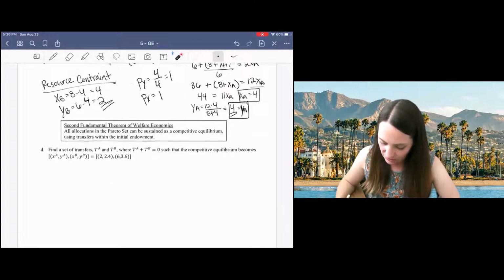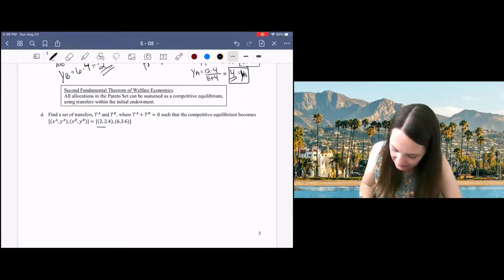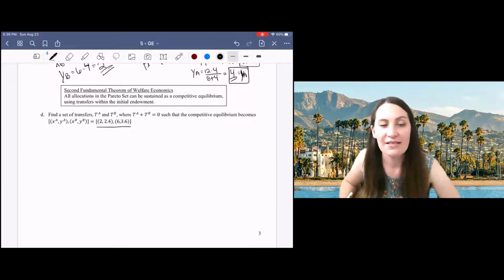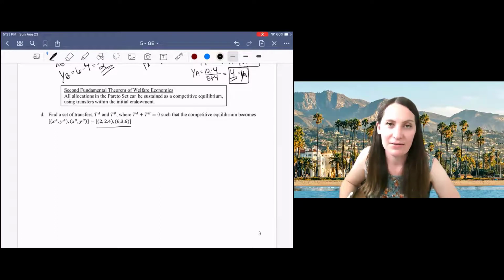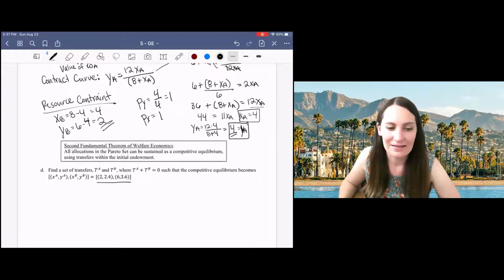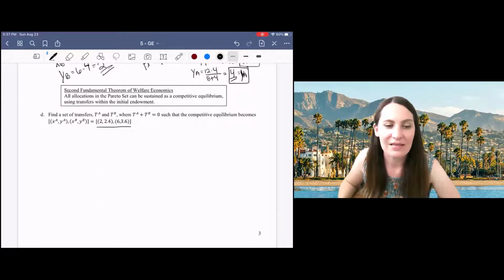So let's do a numerical example where we would like to end up at this set of allocations, where Anne has 2 units of X, 2.4 units of Y, and Ben has 6 units of X and 3.6 units of Y. So this is probably preferred by Ben, right? He's going to have more X and more Y than at the initial endowment, or where we would get by trading from the initial endowment.